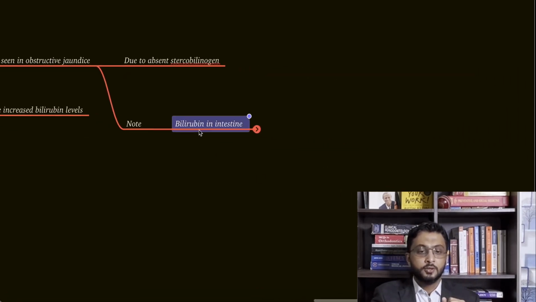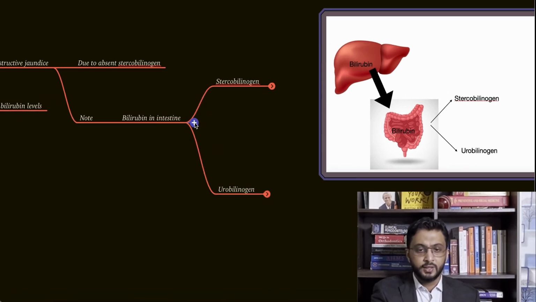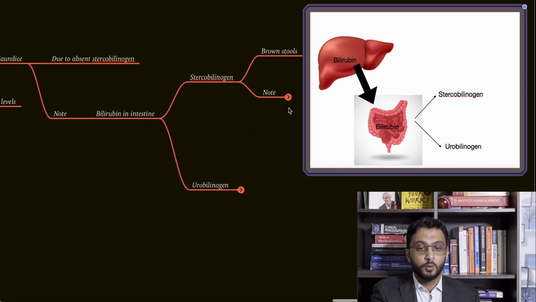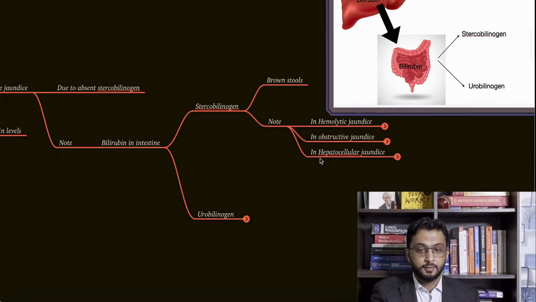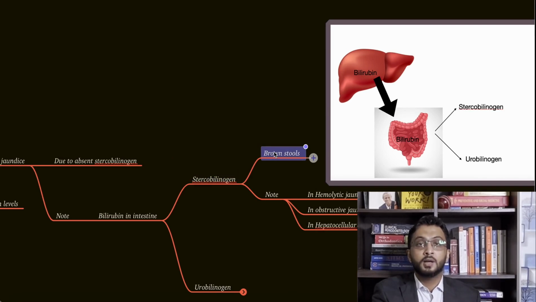You see, what happens is bilirubin in the intestine. You have the liver, I'll just show you. If you see here, bilirubin is produced in the liver. I'm not going into the metabolism. It's produced in the liver and goes to the intestine. Here bilirubin is split into stercobilinogen and urobilinogen. Very simple. So basically this stercobilinogen gives brown color to the stool.